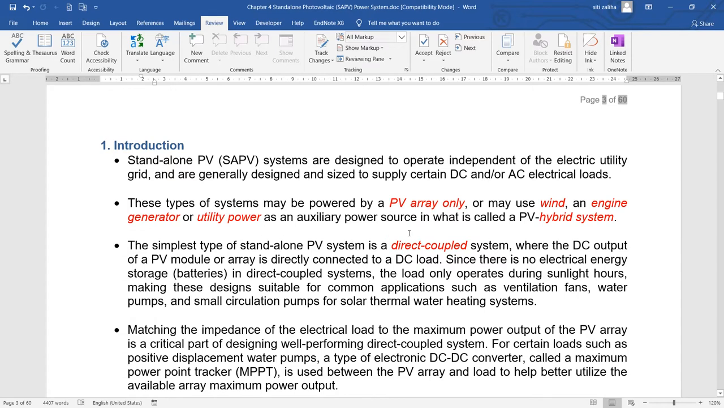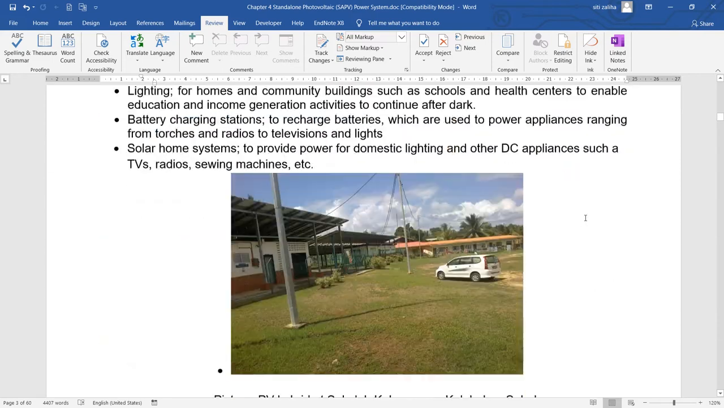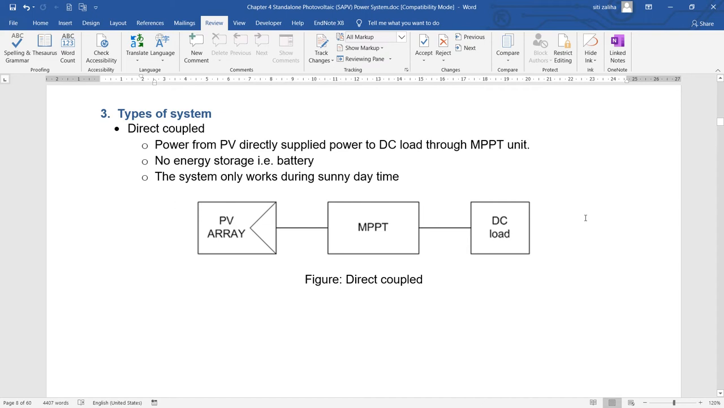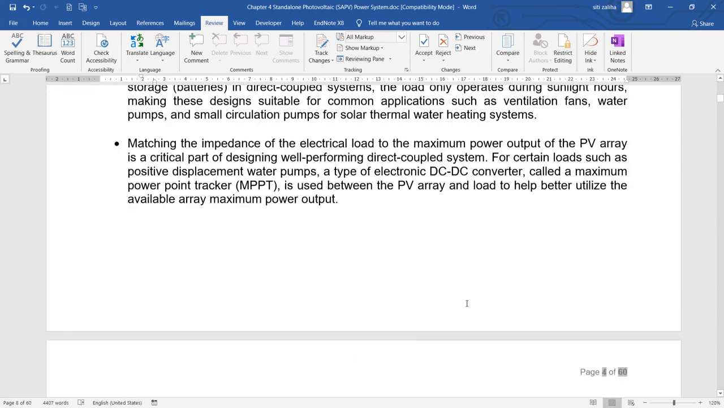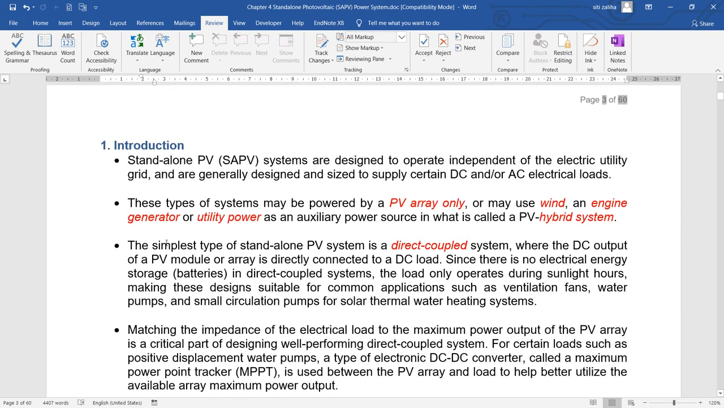So the simplest type of standalone PV system is a direct coupled system, as in the example in this picture. This direct coupled system connects the PV array directly to the DC load with an MPPT, or sometimes we call it a DC to DC converter. So there is no battery storage. The DC output of the PV module or array is directly connected to a DC load. Since there is no electrical energy storage in a direct coupled system, the load only operates during sunlight hours.